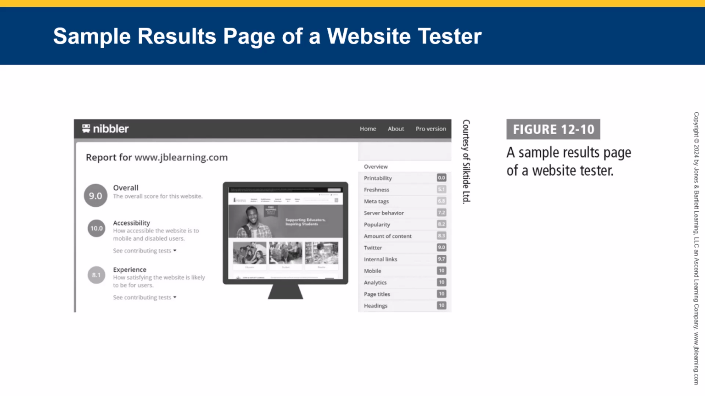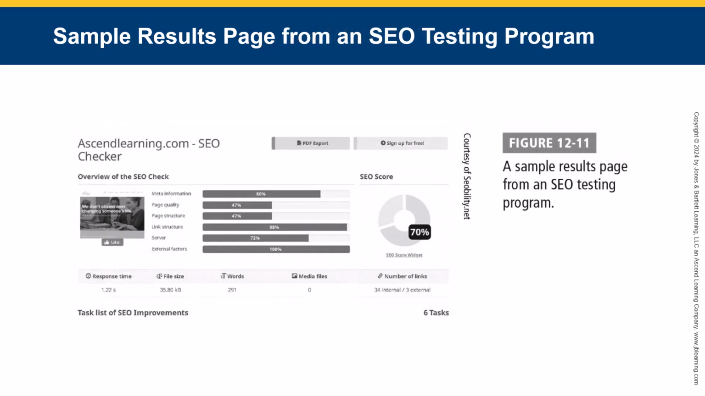So, a sample result web page for a website tester, you'd run through it. The website tester, like this one, will check the variety of content function for problems, server behaviors, internal or outbound links, meta tags, and so much more. That way, they can see what's going on and if there are any weird oddities. You might also have an SEO testing program, and that's going to search for quality, structure, server response, external factors, so that you can see an SEO score that may increase or decrease your capability of being found on search engines.